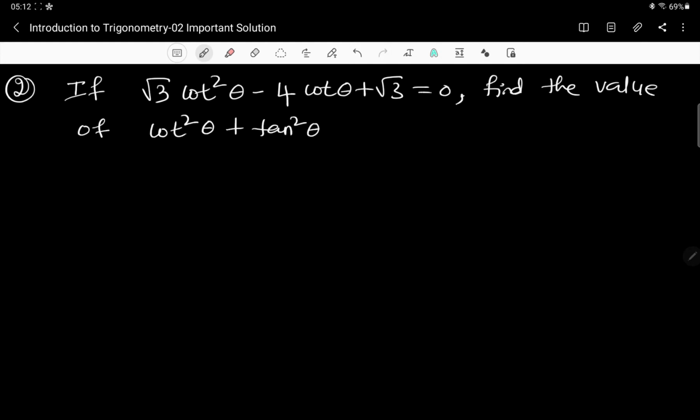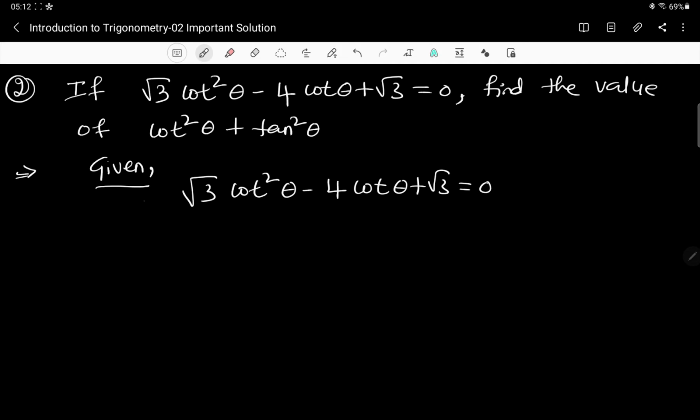All right, now look at this. What is the given data? Write down the given data first of all. Root 3 cot square theta minus 4 cot theta plus root 3 is equal to 0. So this is the given data. In that you have to get the value of cot square theta plus tan square theta. Here already some cot square theta is there, and I want tan theta also. To get tan theta, I should get something like 1 divided by cot theta.